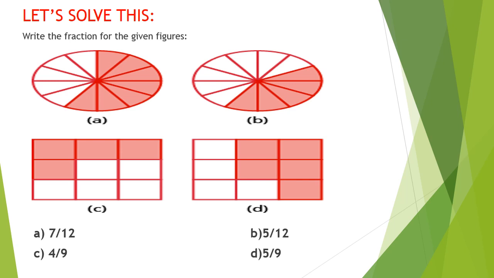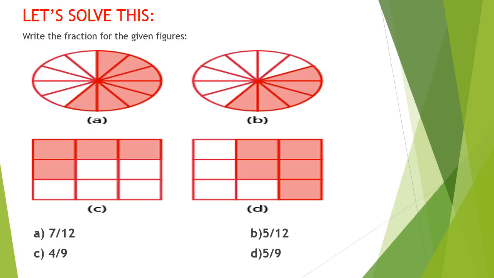7/12 is the first answer. In the second one, 1, 2, 3, 4, 5. 5 are shaded, so 5 is the numerator. And how many parts is the figure divided into? 12 parts. So 5/12 is the right answer.